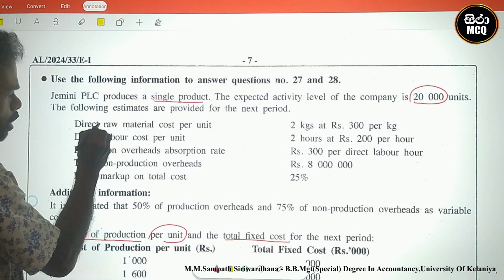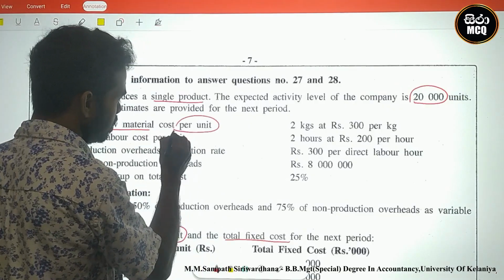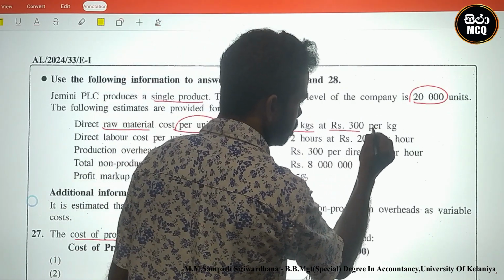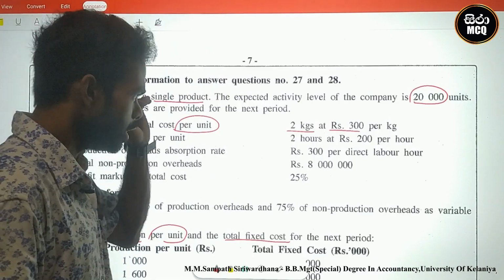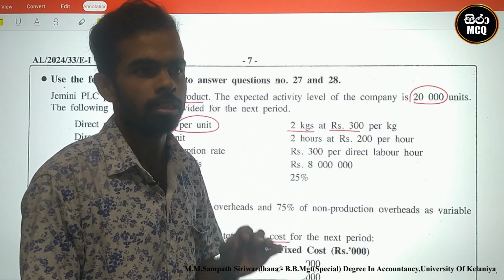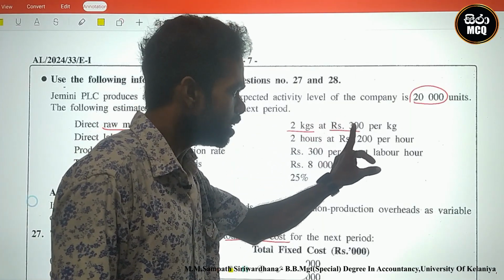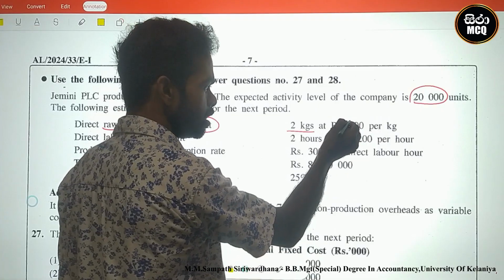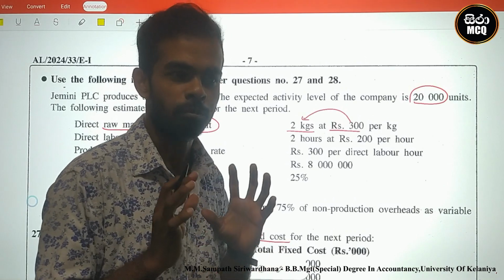First one, direct raw material, meaning direct material. Cost per unit: 2 kilos at 300 per kg. There are 2 kilos required to create 1 unit. 1 kilogram is 300 rupees, and we consume 2 kilograms. Therefore 300 multiplied by 2 creates 1 unit.